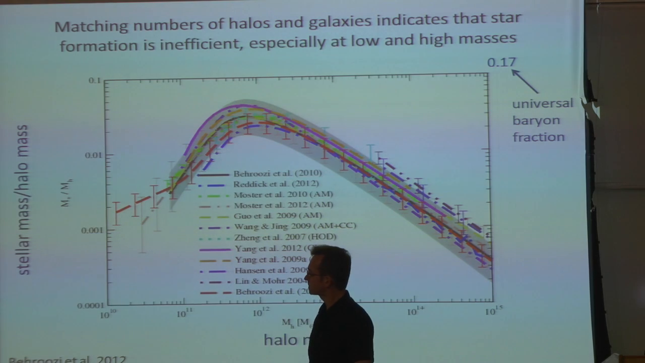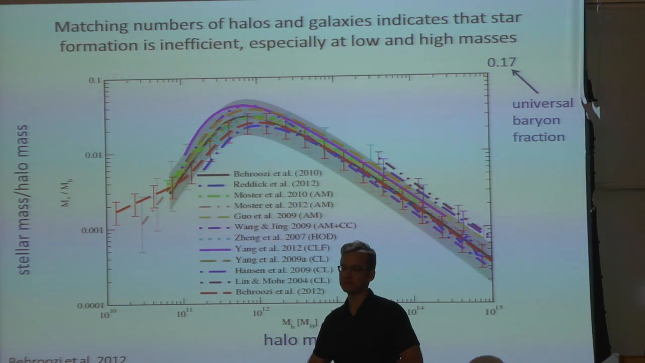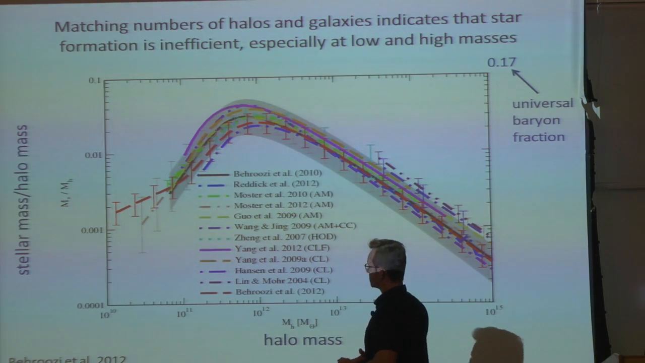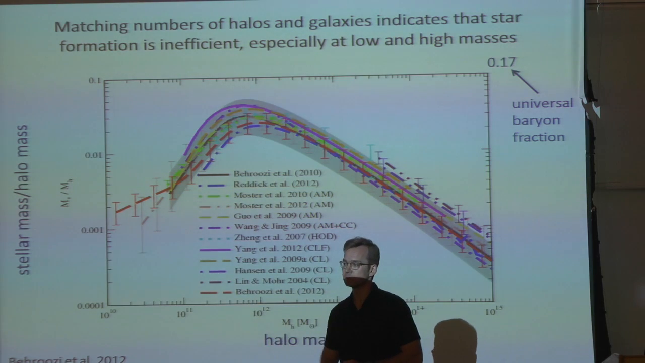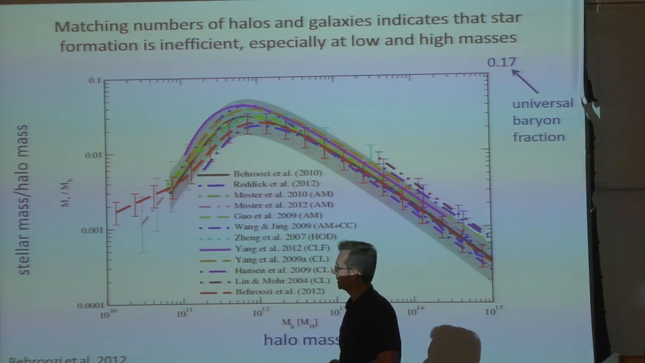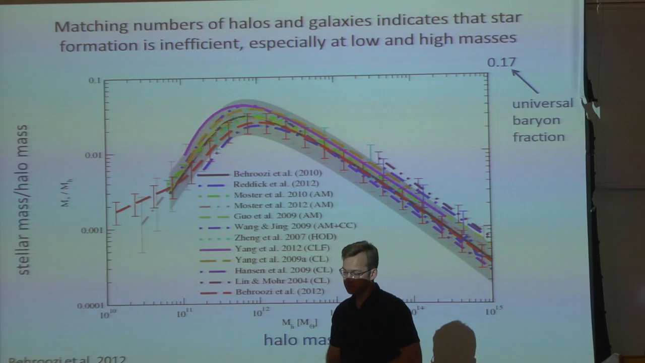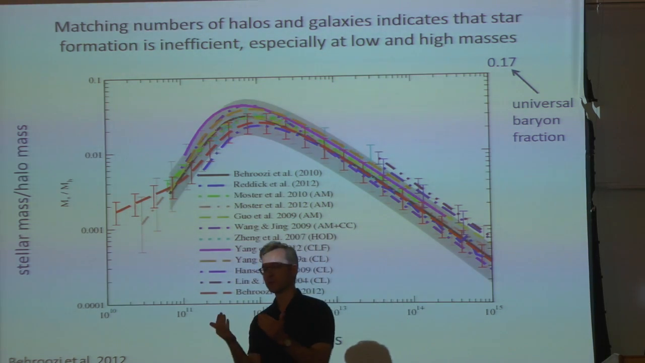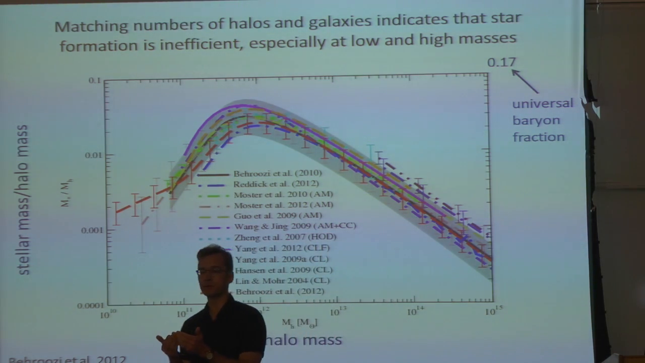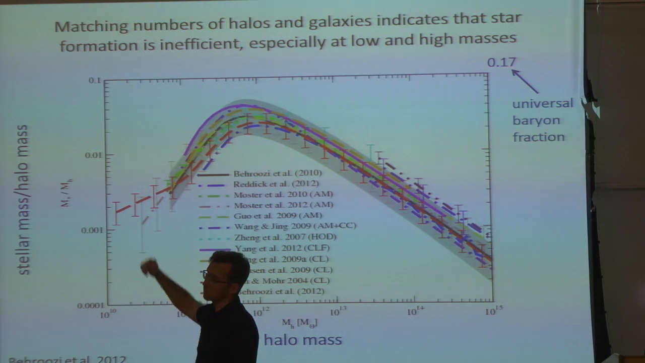It's a shorthand, the same way as we call metals all the elements heavier than helium, which don't necessarily have to be metals, but that's a shorthand notation. We have a lot of complications in astronomy, and therefore we have to simplify things if we can. So universal baryon fraction means that if all the gas within dark matter halos was converted into stars, then this ratio would be 0.17.